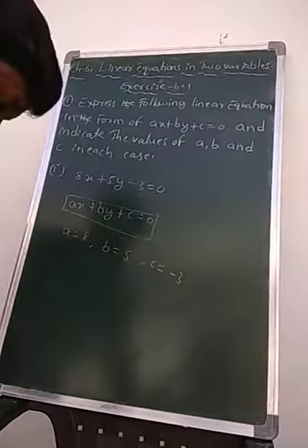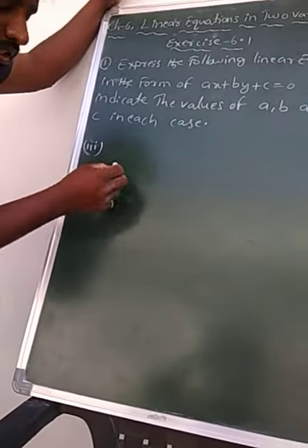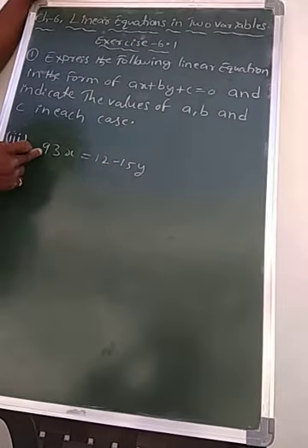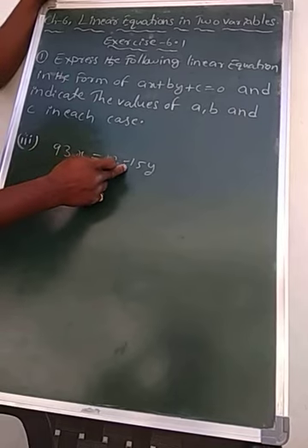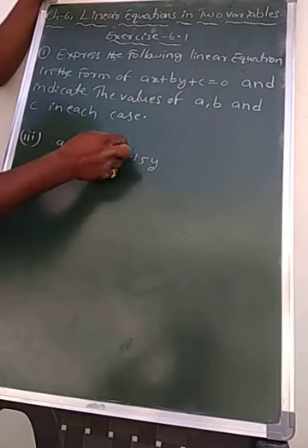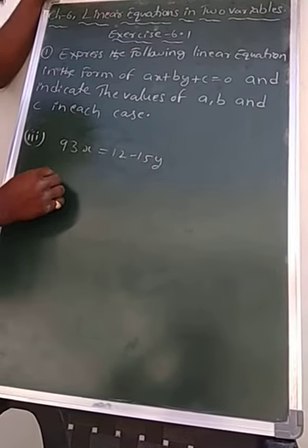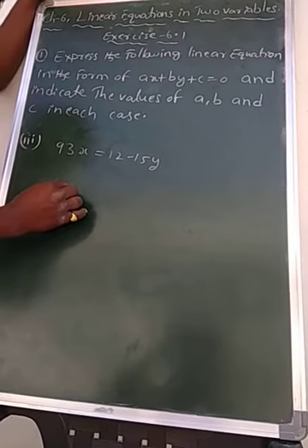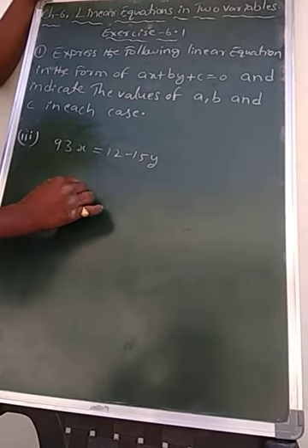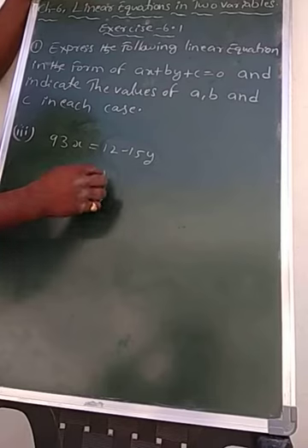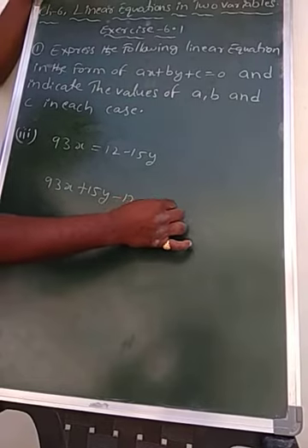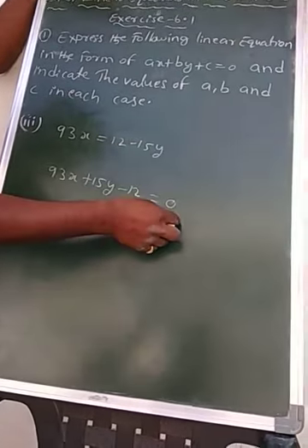Okay, next question number 3. 93x is equal to 12 minus 15y. What I am doing is transposing the RHS part completely to the LHS part. 93x, minus 15y transposing to the LHS side becomes plus 15y. Plus 12, transposing to the LHS side, becomes minus 12. So that is equal to 0, and the RHS part is 0.